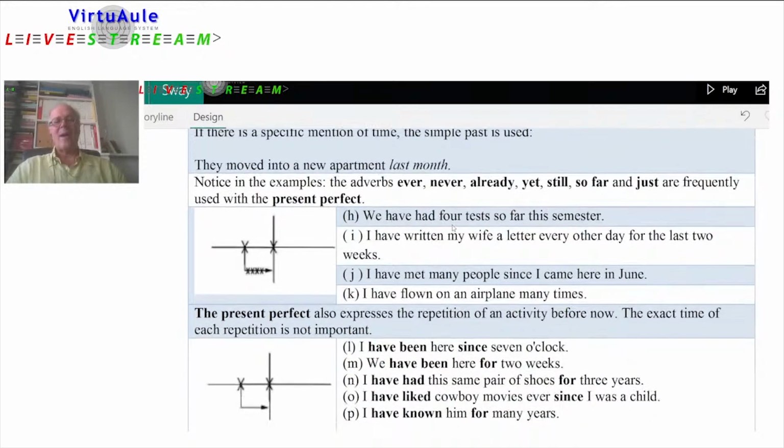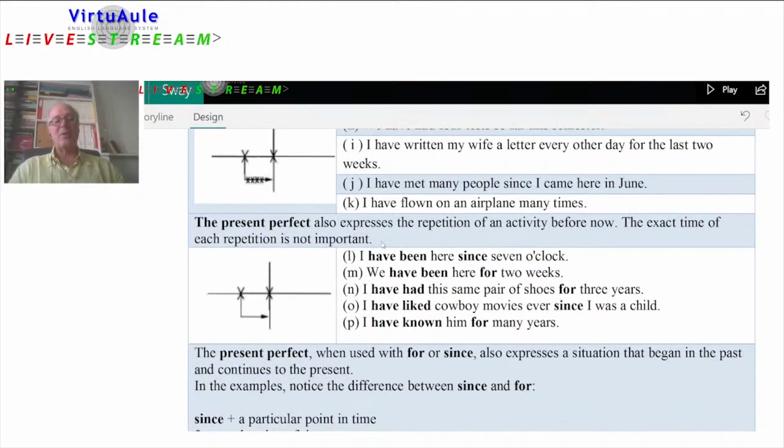H, we have had 4 tests so far this semester. I, I have written my wife a letter every day for the last 2 weeks. J, I have met many people since I came here in June. And K, I have flown on an airplane many times. Okay, now H, I, J, and K, we have the idea of many times. This thing happening at different times, but we don't know exactly when.